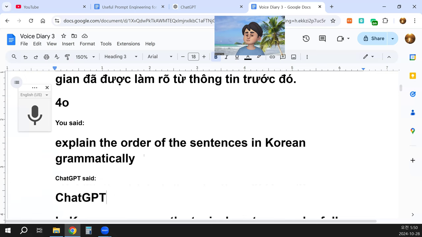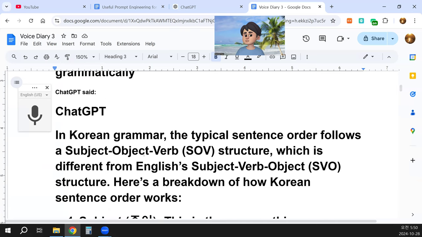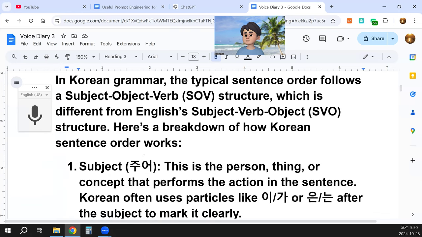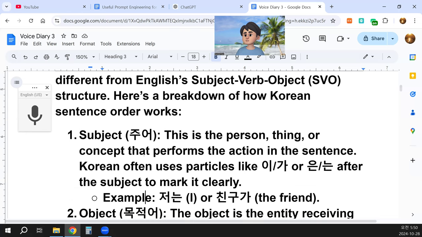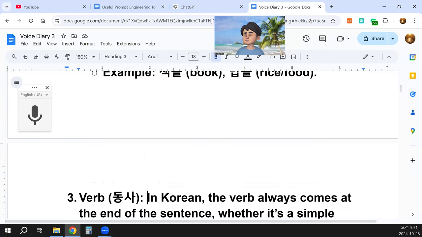Order of sentence is important, including the grammatical structure of the clause: subject, object, verb, which is different from the English structure of subject, verb, object. Here's a breakdown of how Korean sentence order works. The subject is the first thing: the noun or concept that performs the action. Korean often uses a particle after the subject to make it clear. The object is an entity receiving the action and is usually followed by a particle.